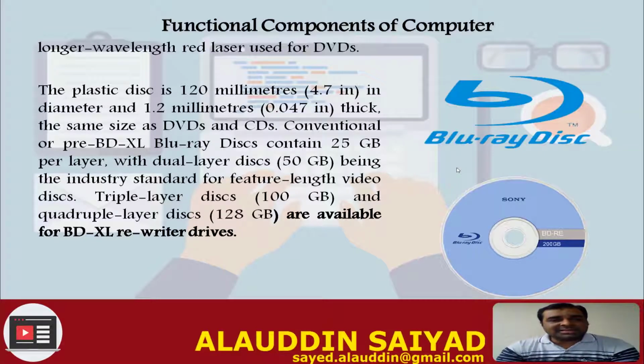The plastic disc is around 120 mm, 4.7 inches, in diameter, and 1.2 mm, that is 0.047 inches, thick. It is the same size as DVDs and CDs, conventional or pre-Blu-ray. A single layer Blu-ray disc contains 25 GB per layer, with a dual layer disc supporting 50 GB of storage, being an industry standard for feature length video discs. Triple layer discs support 100 GB, and quadruple layer discs support 128 GB, available for BD-XL, rewritable, or write once.